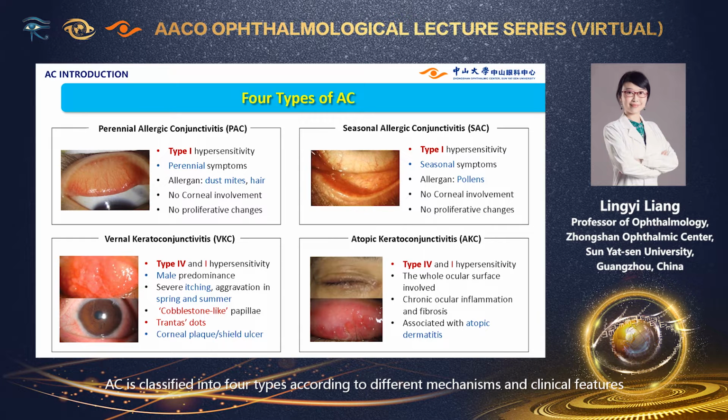AC is classified into 4 types according to different mechanisms and clinical features. Perennial and seasonal AC are caused by type 1 immune reaction. Vernal keratoconjunctivitis and atopic keratoconjunctivitis are caused by type 4 immune reaction. VKC and AKC are considered more severe than PAC and SAC because they have more severe and refractory symptoms and are more likely to involve the cornea and even the whole ocular surface.